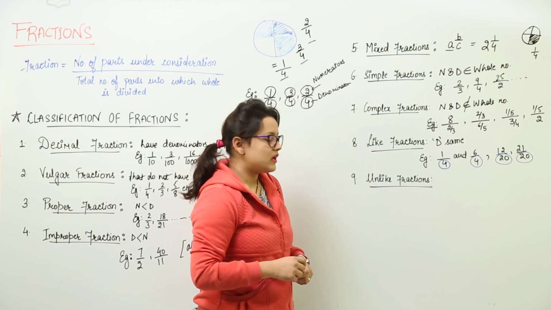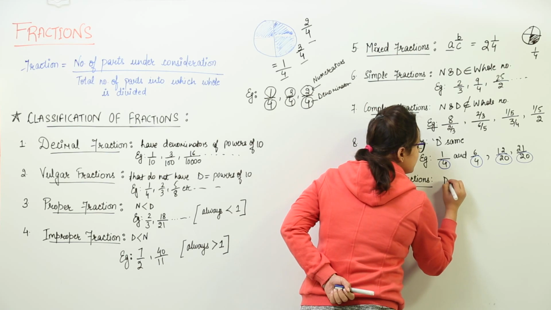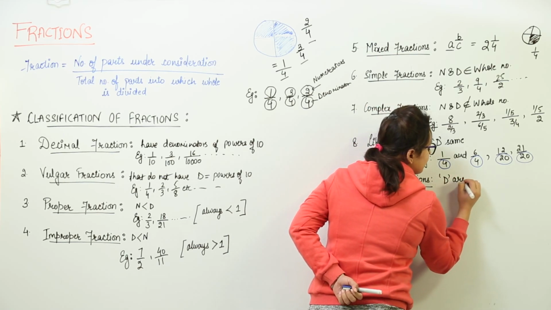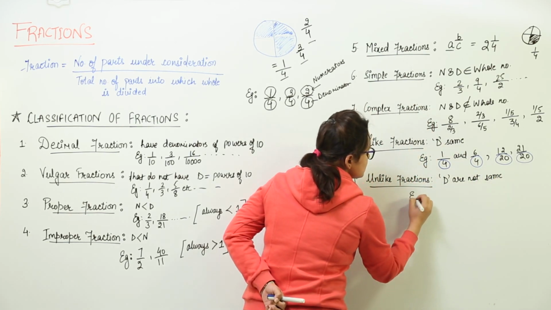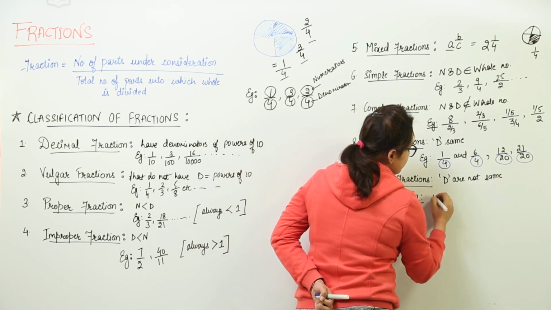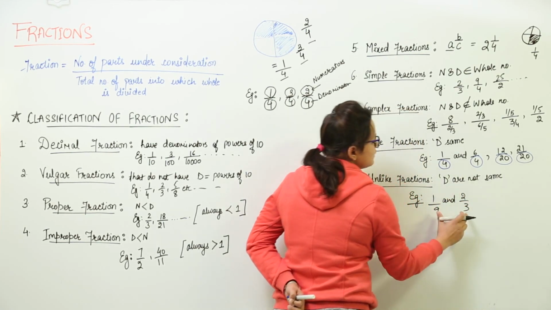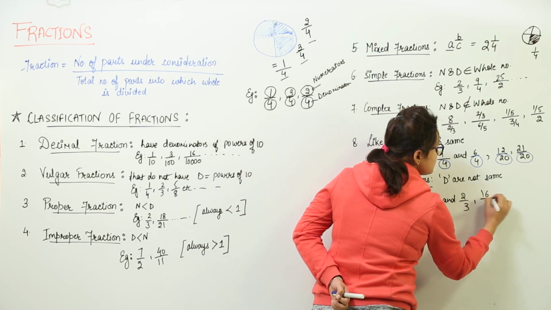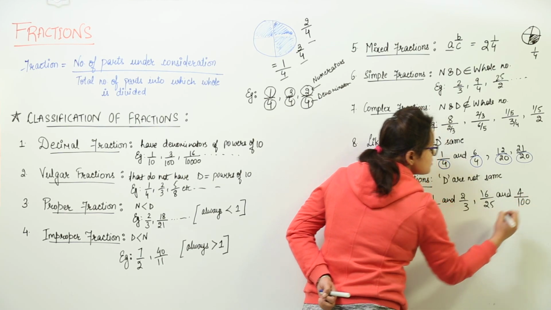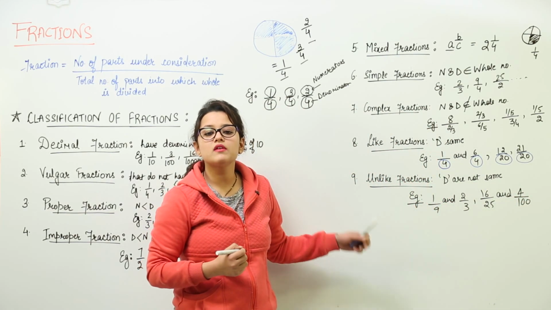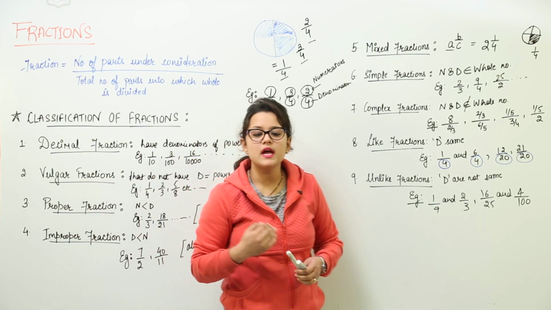What will be the unlike fractions? The opposite of like fractions. That means their denominators are not the same, right? And it could be any fraction. There are so many possible examples. Let's say 1 by 4 and 2 by 3. Here the denominators are different. 16 by 25 and 4 by 100. Here also the denominators are different. So we can have so many examples for unlike fractions. These were the fractions and their types.